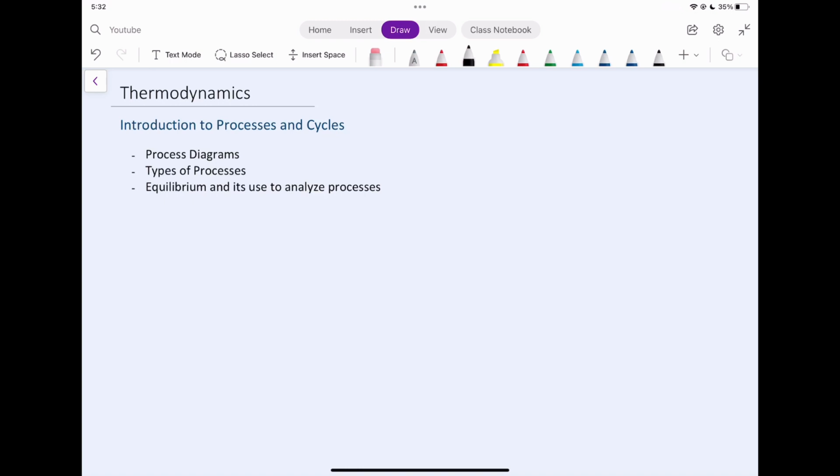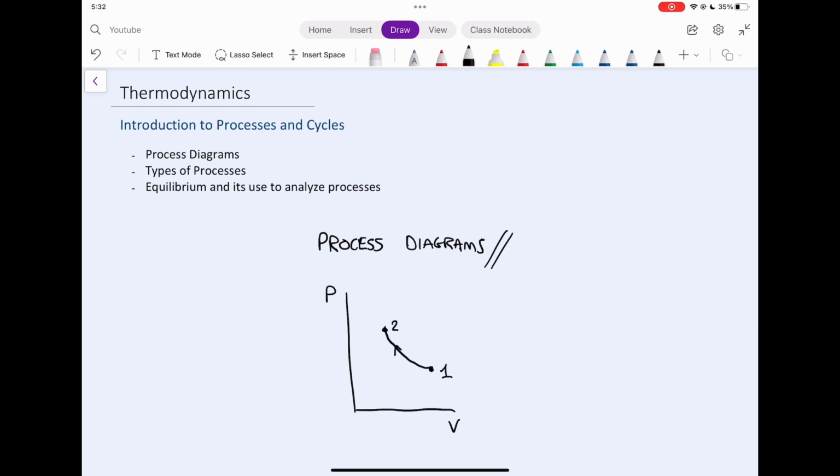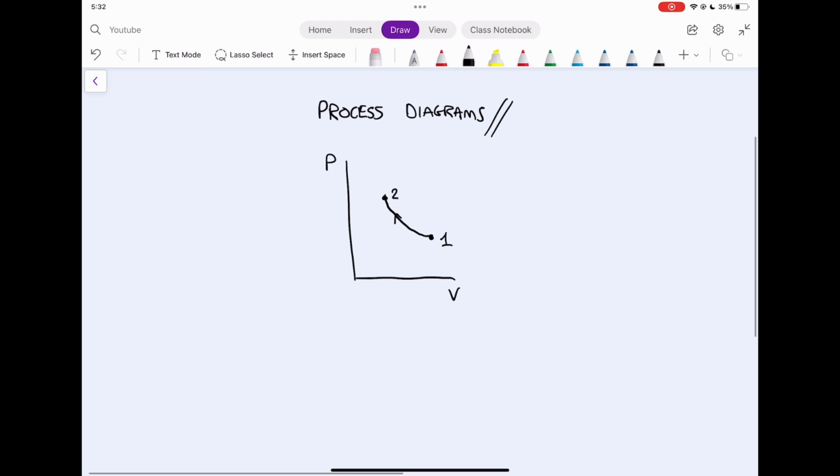So we're going to start with an analysis of a process diagram and understand how to draw a process diagram. A process diagram is usually written on a graph, either a PV diagram or a TV diagram. As you can see here, we have a PV diagram with a process from 1 to 2 that goes from a high volume to a low volume where the pressure increases.